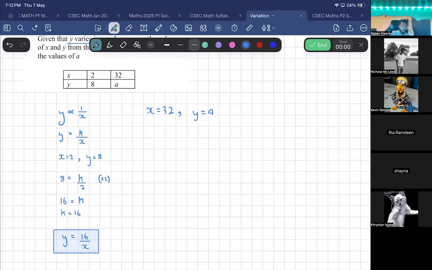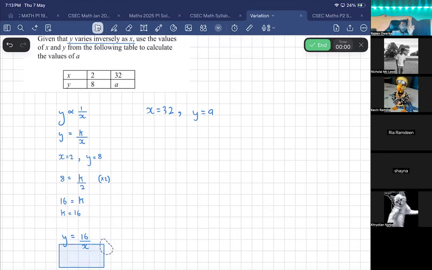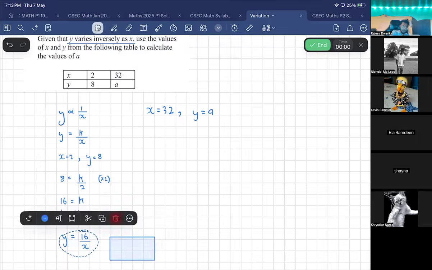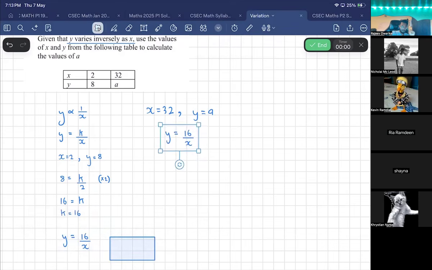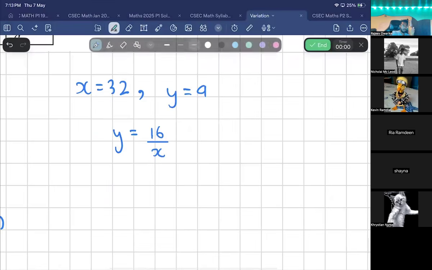Right. And now we're going to write the equation that brings them together, which is y equals 16 over x. But instead of using y and x, we need to substitute with what they're telling us it is. So we'll have to substitute. And so y is what? What we know y is: a. And what is x? a equals 16 over 32.